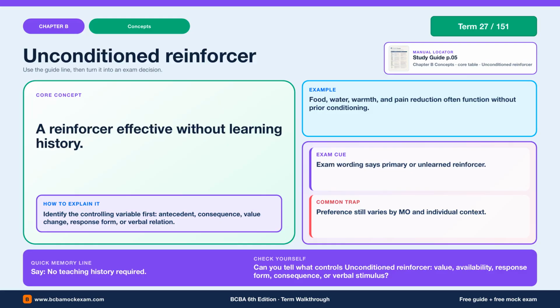Unconditioned reinforcer. An unconditioned reinforcer is effective without a learning history. Food, water, warmth, and pain reduction are common examples, depending on the person's state and context. The exam cue is primary or unlearned reinforcer. The trap is assuming these always function the same way. MOs still matter. Food is not equally reinforcing before and after a full meal. Memory line: no teaching history required.